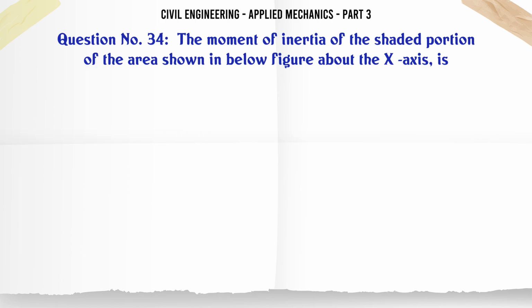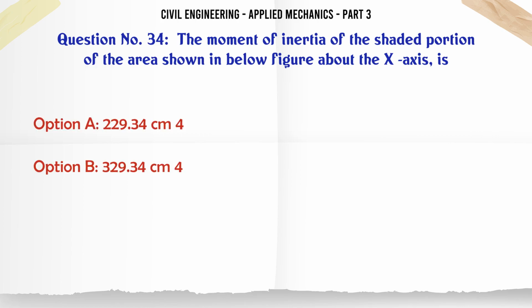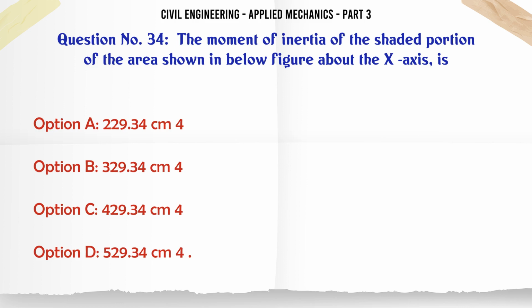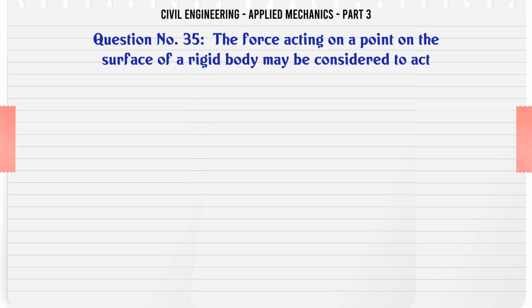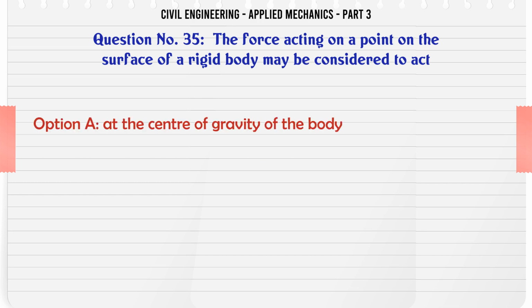The moment of inertia of the shaded portion of the area shown in the figure below about the x-axis is A 229.34 cm^4, B 329.34 cm^4, C 429.34 cm^4, D 529.34 cm^4. The correct answer is 429.34 cm^4.